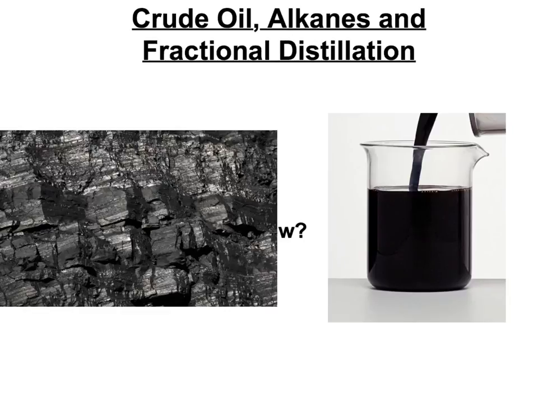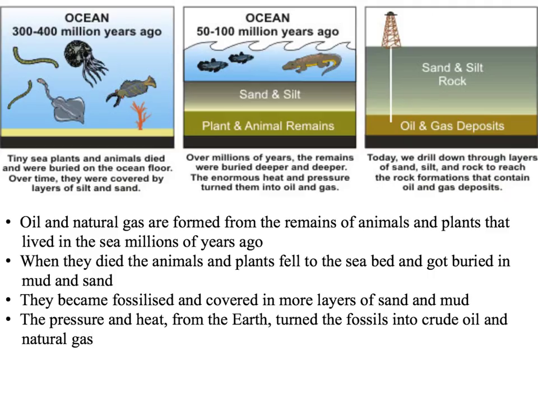This is a revision video for crude oil, alkanes and fractional distillation. Crude oil and coal are examples of fossil fuels. Another example of fossil fuel is oil. Now these things are non-renewable resources. They are non-renewable because once they have gone, we can't get any more of them because they take such a long time to form. And that time can span millions of years.